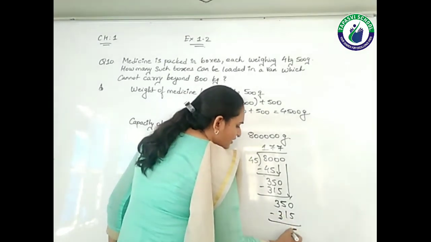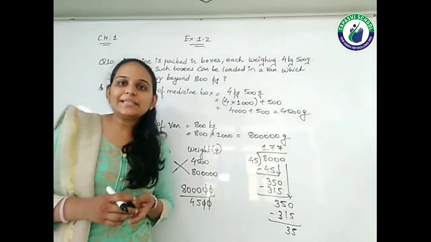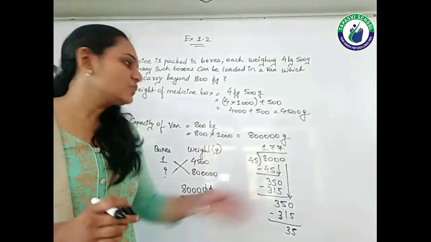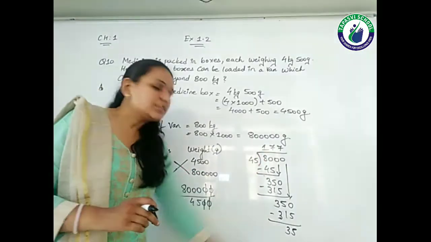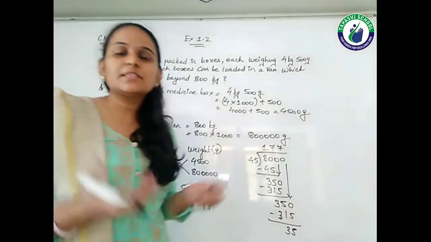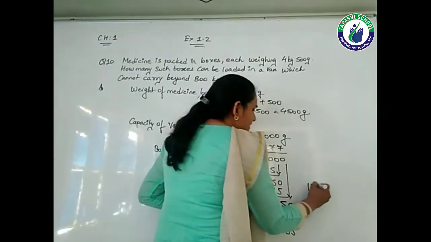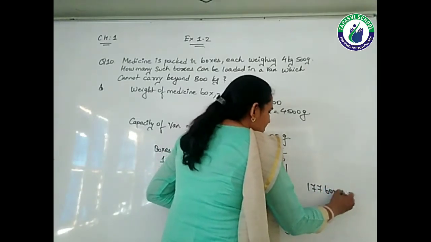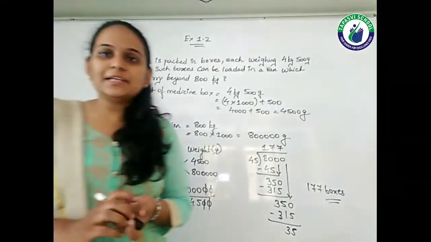So at the last we can say that the van can carry how many boxes, students? 177 boxes the van can carry, and the 35 is the little bit gram that is remaining, right? That is actually negligible also. So I can write here 177 boxes which the van can carry.